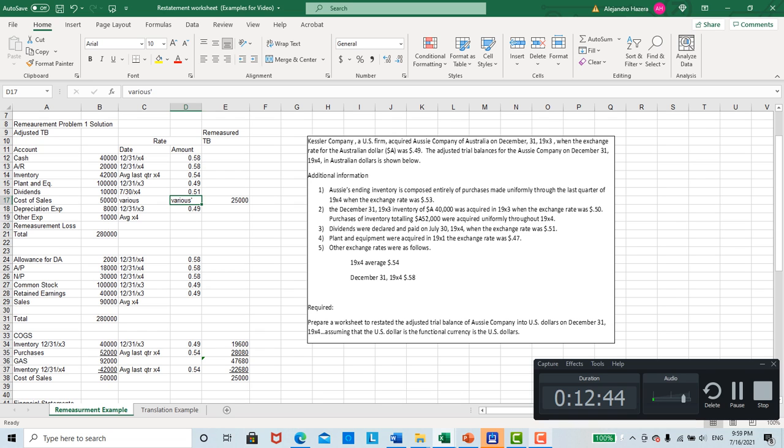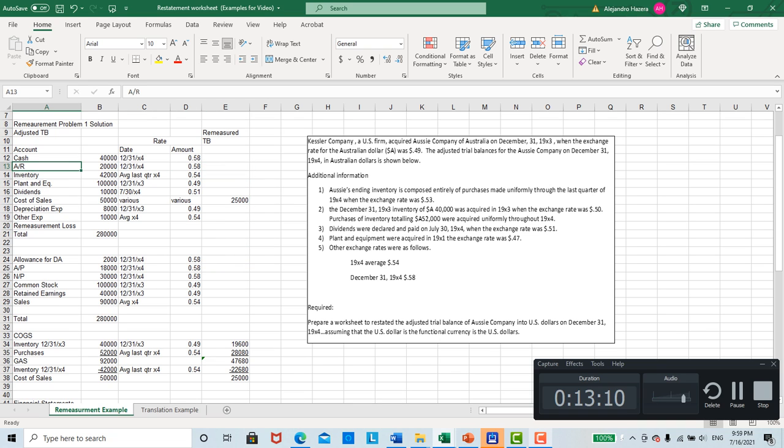It seems like everything except the average rate. The average rate for X4, we're going to apply that to other expenses, because those expenses occurred on average throughout the year. Let's say it's an average historic rate now. And for 54, it's both current and historic. So that's what we have here. I think I've got all my rates.